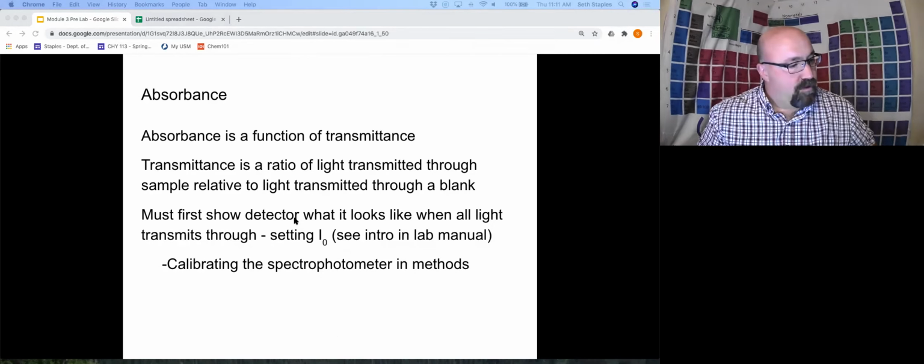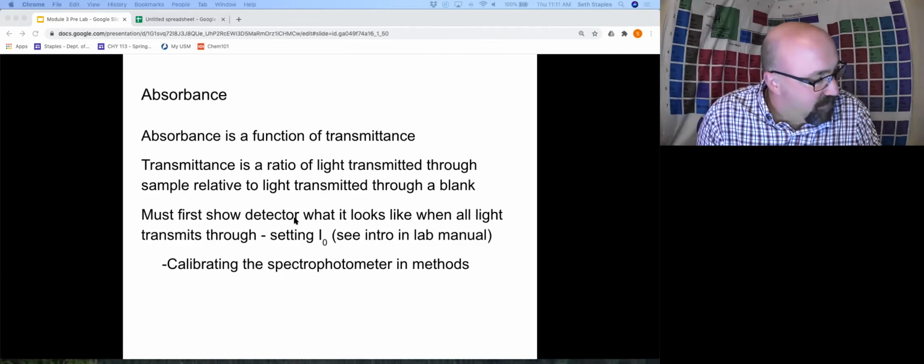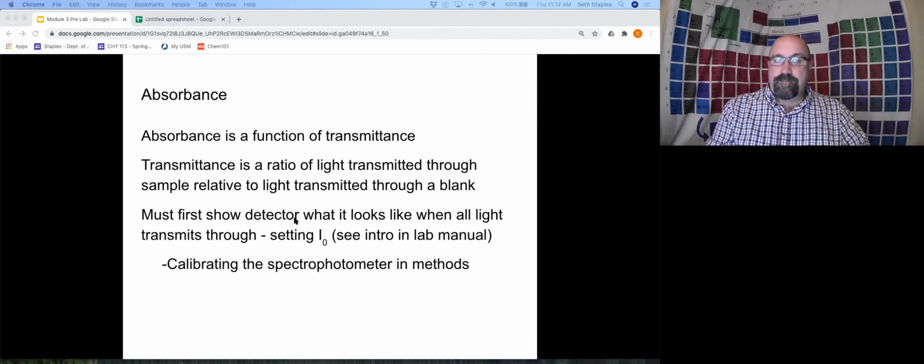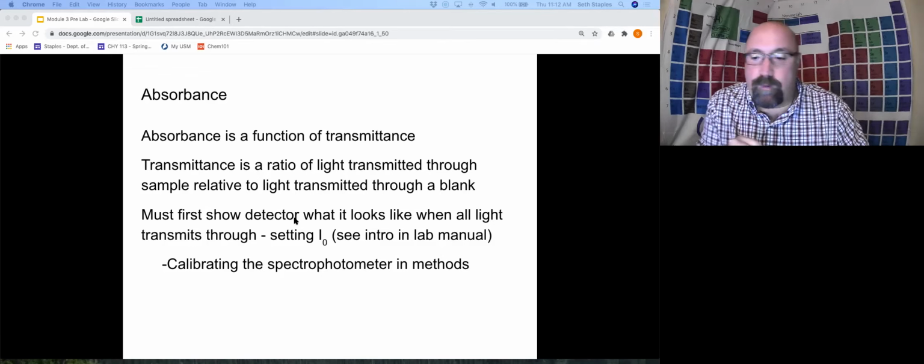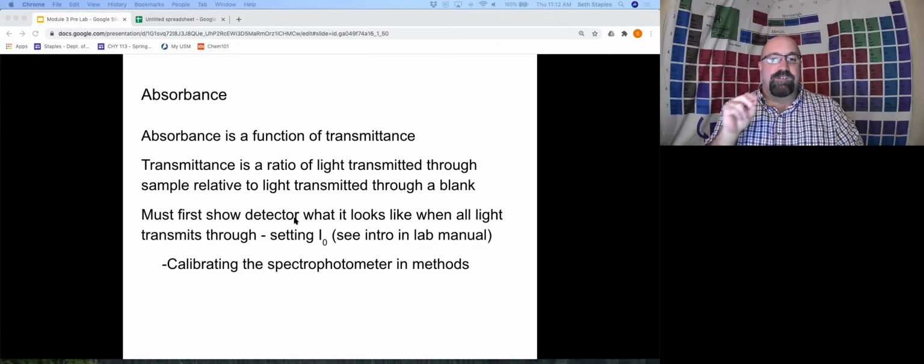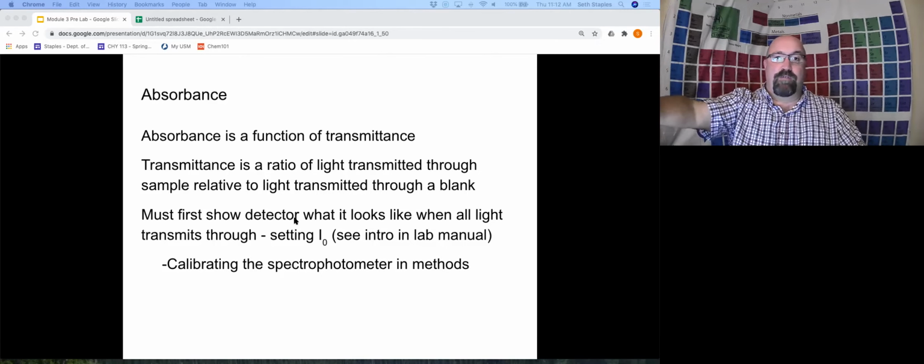That's when you look in your lab manual, the section in your methods called calibrating the spectrophotometer. That's what this part is all about, basically just showing the software what it looks like when all of the light passes through. When there's nothing there to absorb, that means this amount of light is hitting the detector. You're just using a blank for that, using some distilled water. All you're doing now is showing the spectrophotometer what it looks like when all of the light passes through. And so that's called calibrating the spectrophotometer.